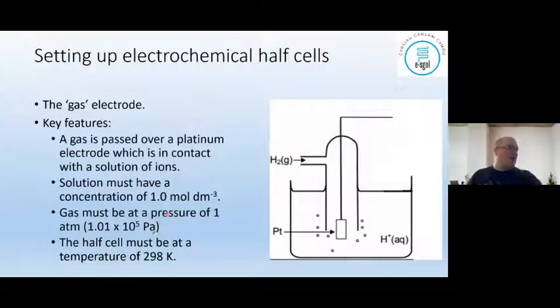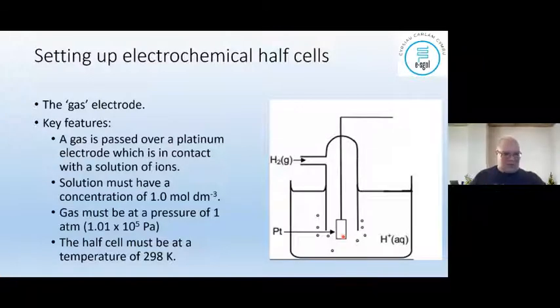The next one is the gas electrode. Now this is a little bit more complicated. The example I've got here on my little diagram is hydrogen gas being pumped into a glass tube, which has a platinum electrode at the bottom, and the idea is the platinum electrode is in contact with both the solution and the gas. So it's the platinum that is acting as the interface between the gas and the solution in this case.